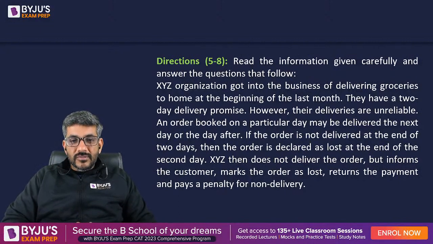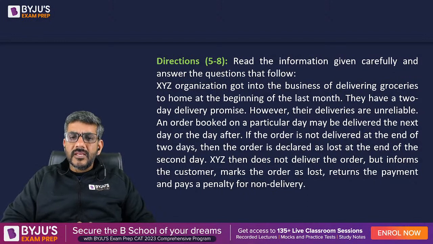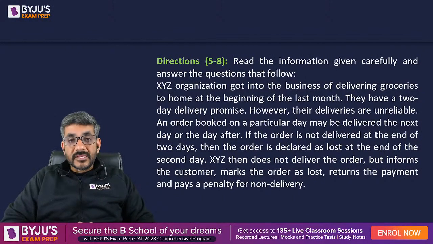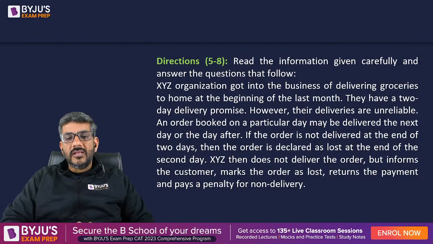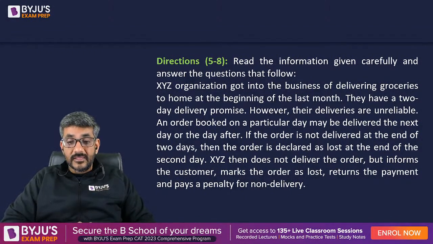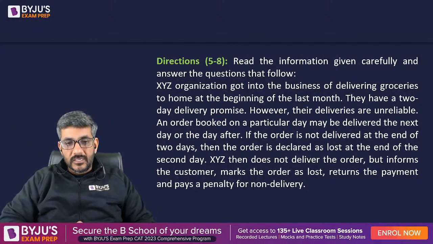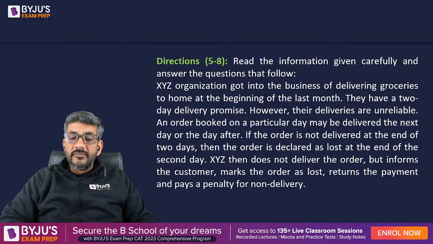XYZ organization got into the business of delivering groceries to home at the beginning of the last month. They have a 2-day delivery promise. However, their deliveries are unreliable. An order booked on a particular day may be delivered the next day or the day after. If the order is not delivered at the end of 2 days, then the order is declared as lost at the end of the second day. XYZ then does not deliver the order but informs the customer, marks the order as lost, returns the payment, and pays a penalty for non-delivery.